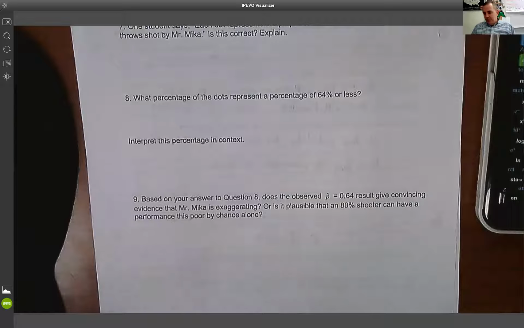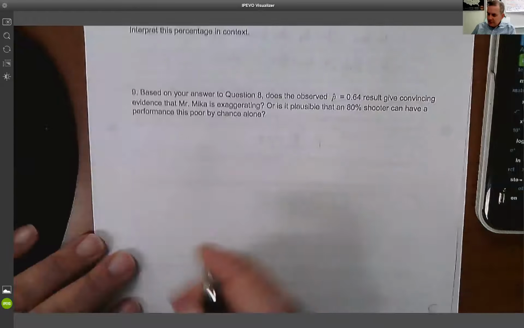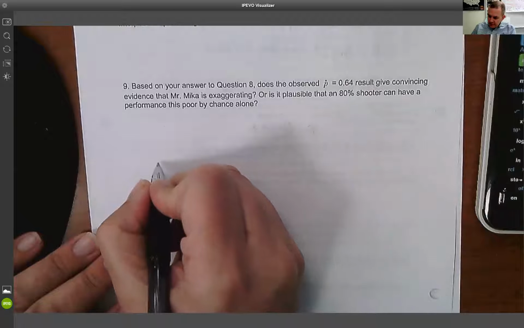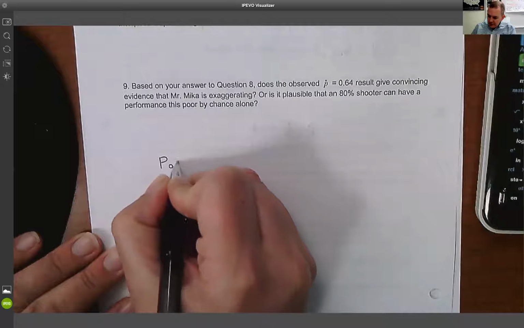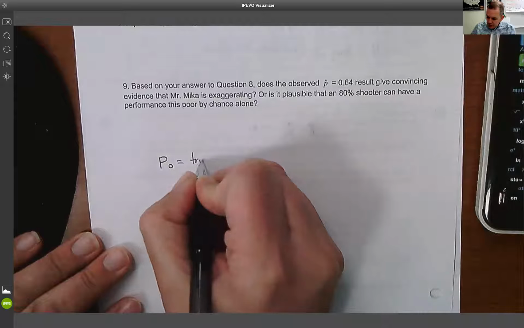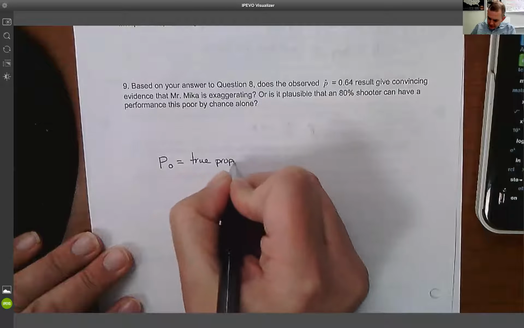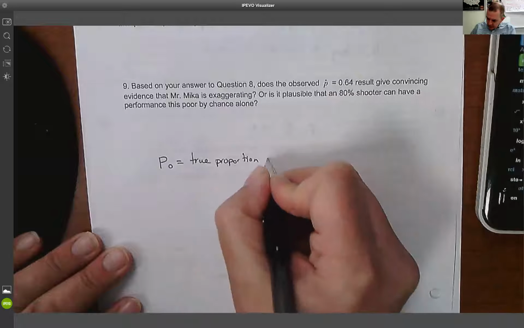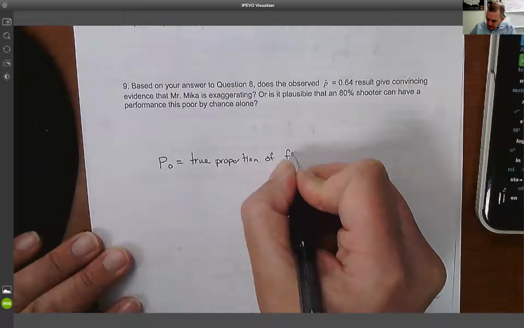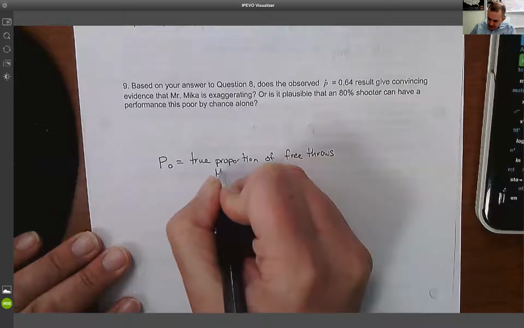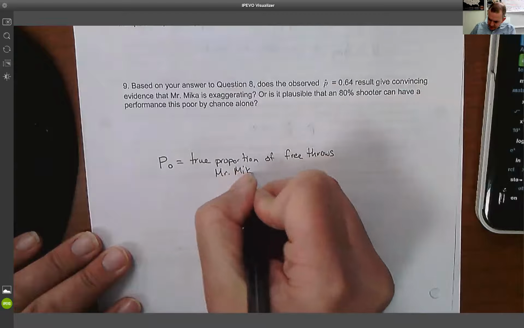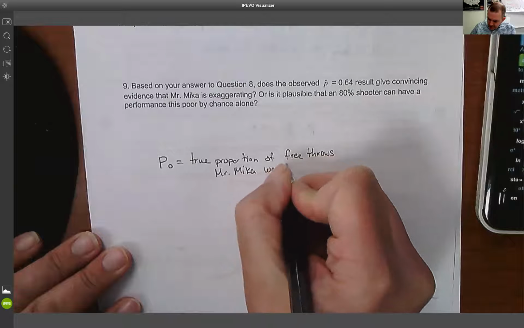So again, if we want to think about this, what we're trying to determine is the following. Our true proportion, P naught, is the true proportion of free throws Mr. Micah would make.